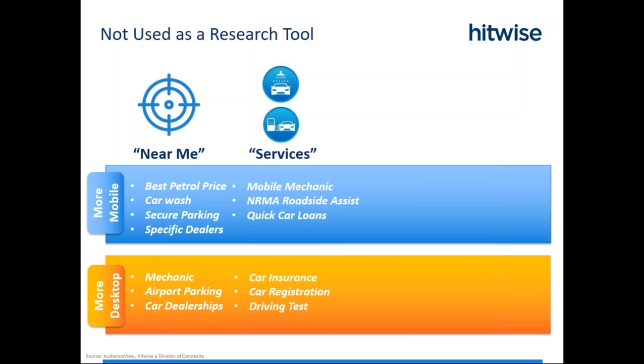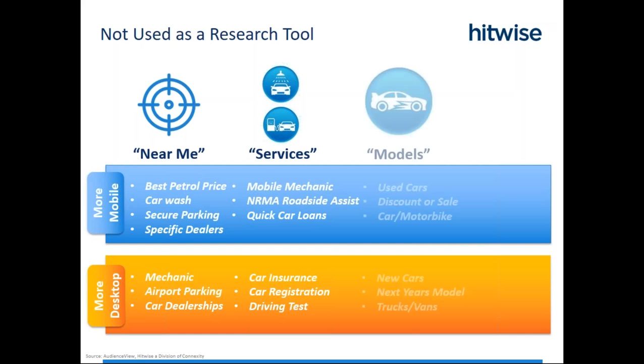So when it comes to services, mobile mechanic, NRMA roadside assistance and quick car loans are more likely to be done on the search for on their mobile. That makes sense. If you're out and about and your car breaks down, you obviously don't have a desktop to search for NRMA roadside assistance. But those things that are more likely to be done on the desktop is car insurance, car registration and driving tests. And these are all things that people have actively searched for within this category.